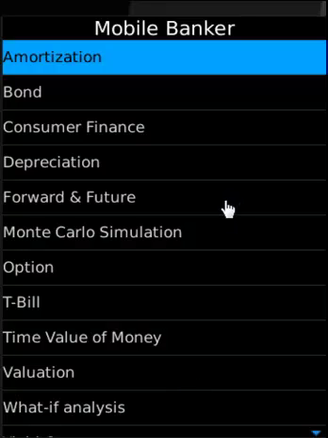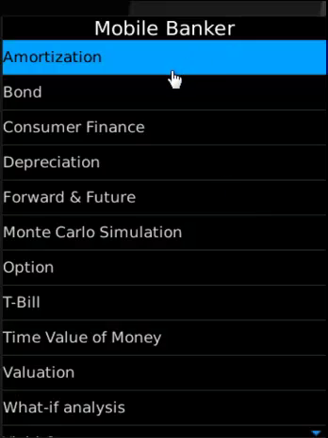Hello and welcome to the Mobile Banker BlackBerry application. This application provides a comprehensive toolset for bankers, traders, equity analysts, finance professionals, and MBA students.